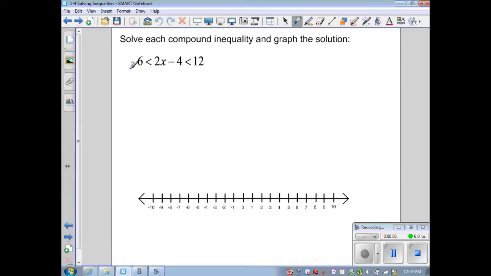In our next example, the compound inequality is joined. Therefore, I know that this is an and, it is an intersection.